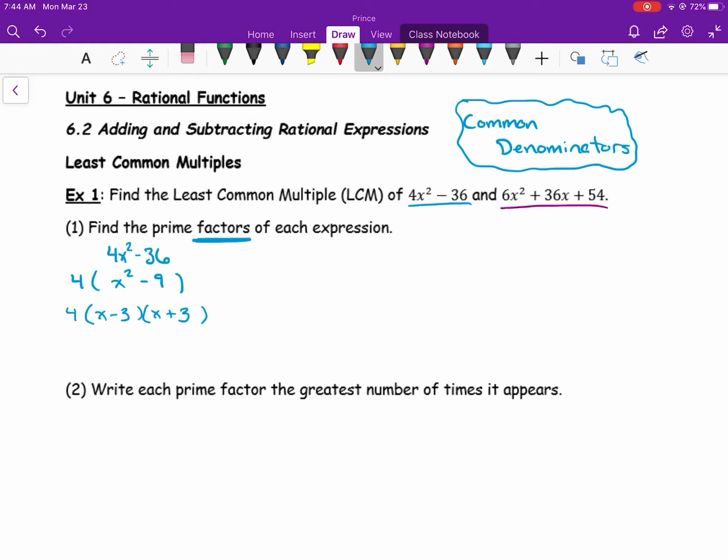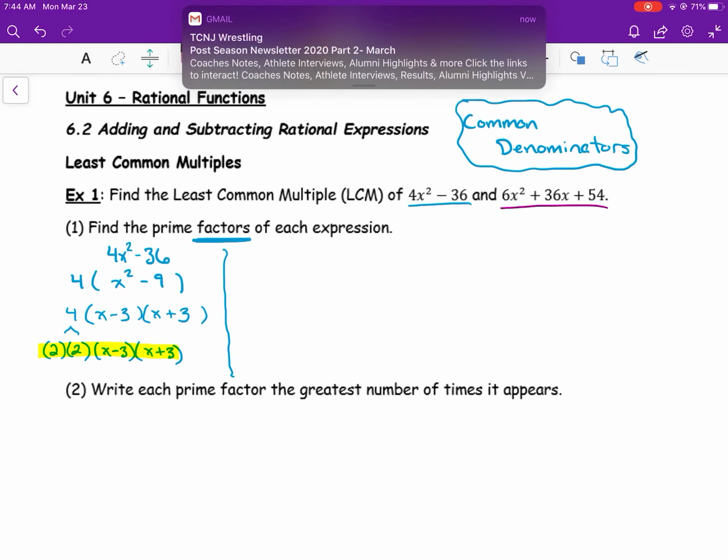Then for our constants, we have to do our prime factor trees. The prime numbers that go into 4 are 2 times 2, and we can't break 2 down anymore because it's a prime number. So I'll end up with 2 times 2 times x minus 3 times x plus 3. So that one is completely factored down to its prime factors.